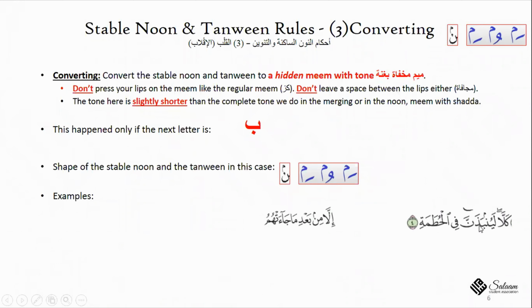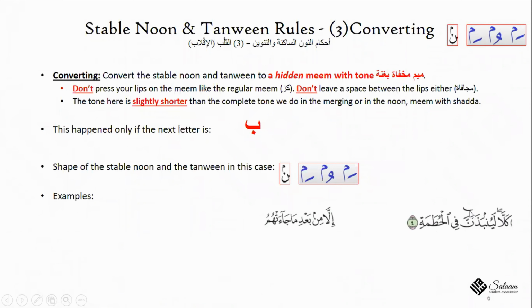Here we have noon and ba after it, stable noon. What I will do here, I will convert this noon into meme. I will do a little ghunnah. If you notice, this is ghunnah and this noon with shadda is also ghunnah. But here, the ghunnah is a little bit shorter than here.